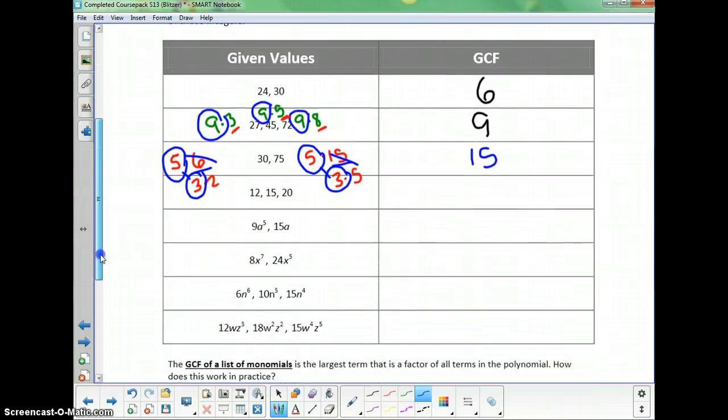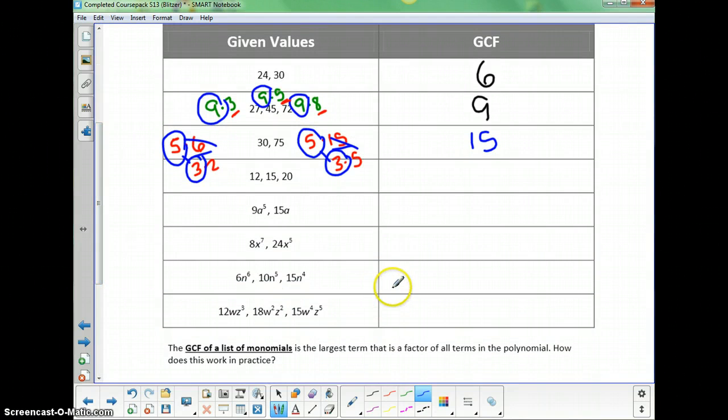Alright, on to the next one. This one is the first one with variables. So when I'm doing a term with variables, I'm going to look at just the numbers first, then I'll go to the variable. So 9 and 15. Oh, I'm sorry, I skipped this one. My bad. This one was kind of hidden under here. Let's see. 12, 15, and 20. Alright. 3 goes into 12, 3 goes into 15, 3 doesn't go into 20, so 3 doesn't work. 2 goes into 12 and 20, but not into 15, so that doesn't work.